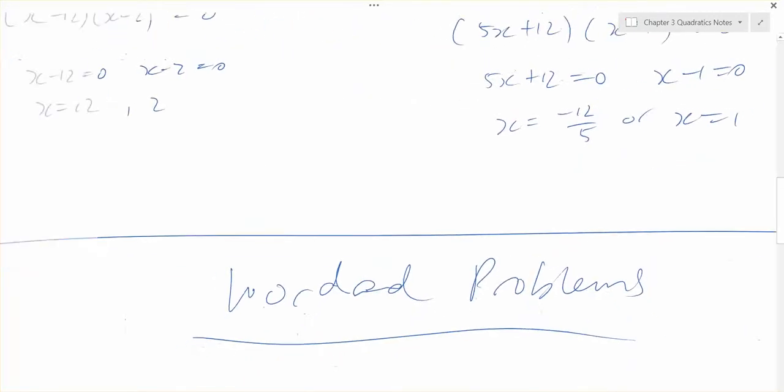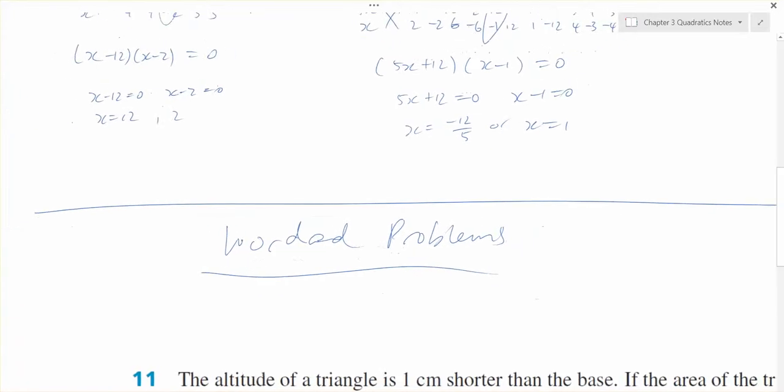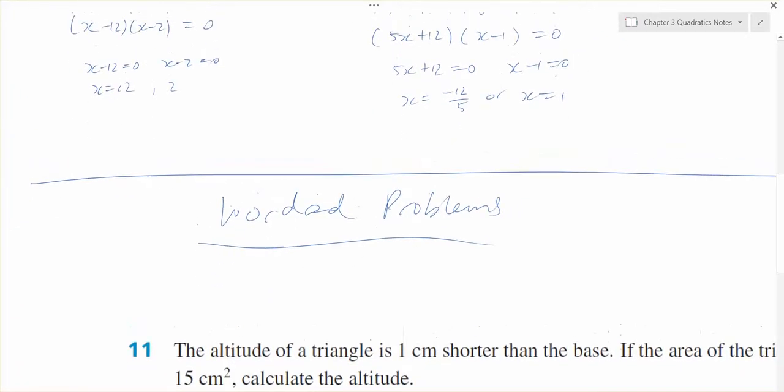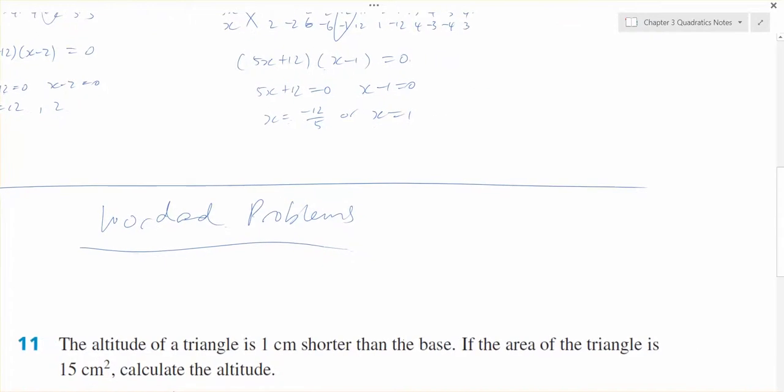Now, worded problems. Quadratic equations serve a purpose in that they can be used to solve for a real life context. In this case, I'm going to give a quick example from the book. This is question 11 from exercise 3C. The altitude of a triangle is 1 centimeter shorter than the base. If the area of the triangle is 15 centimeters, calculate the altitude.